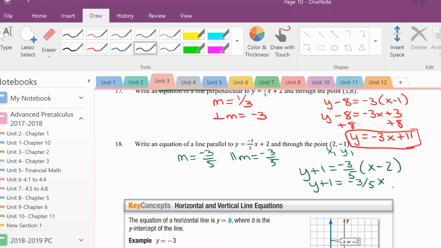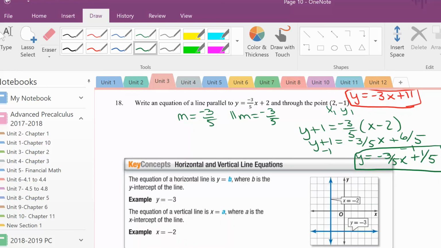-3/5 times -2 is +6/5, and then you subtract 1, so it's y equals -3/5 x. Minus 1 is 5/5, so 6 minus 5 is +1/5. So there you go.